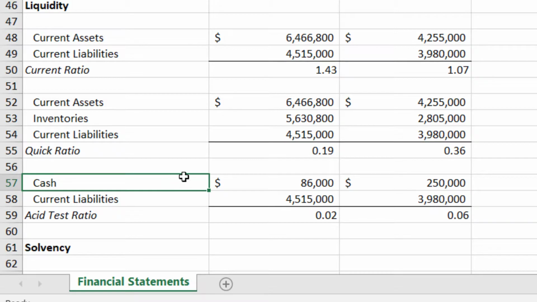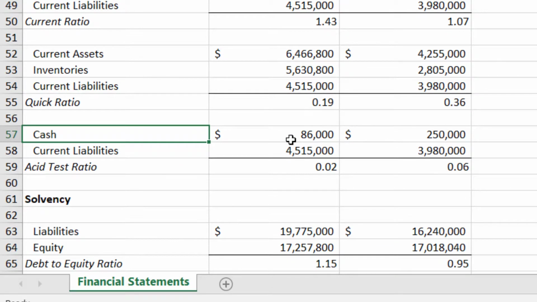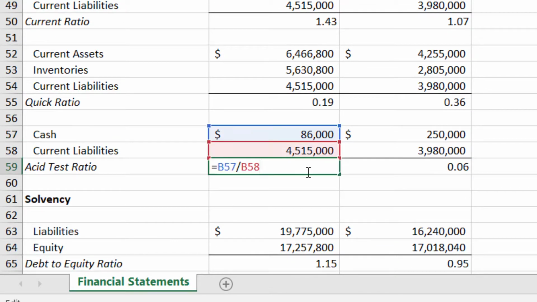Moving on to the acid test ratio, which is just the cash divided by the current liabilities, and we get a number of 0.02, basically saying if we were just relying on our cash on hand in the current assets section of our balance sheet, we're going to be 98 cents per dollar short of coming up with the money we need to hit our current liabilities, which is probably not comfortable, but it's not necessarily a bad thing because we would only be doing that in the most dire of circumstances.